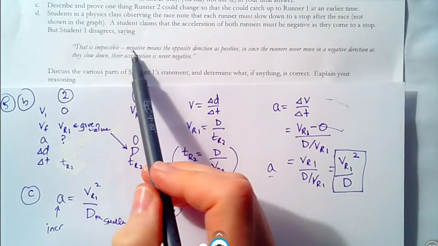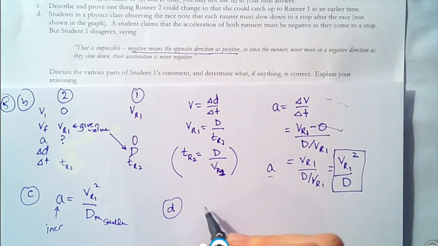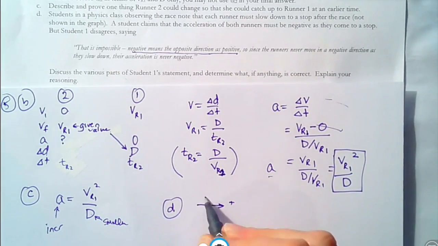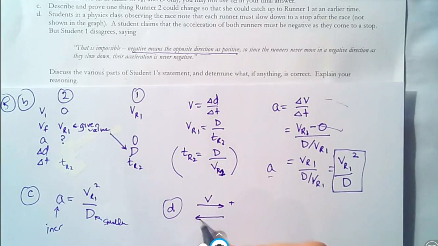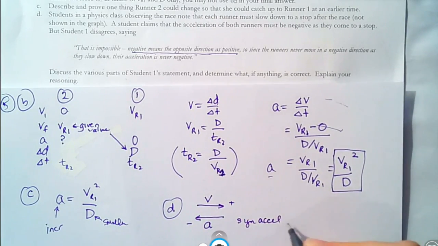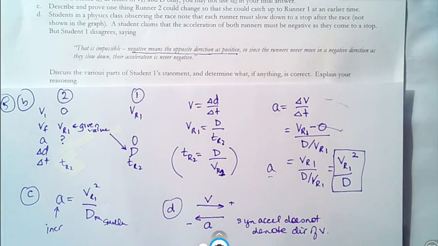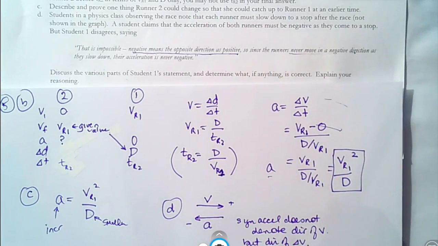So negative does mean opposite direction is positive. That is true. So if the runners are moving in a positive direction, so their velocities are positive, if they want to slow down and decrease speed, acceleration must be negative. The sign of acceleration does not denote direction of velocity. It just says the direction of the change in velocity. So this part is true, but this part is not true.